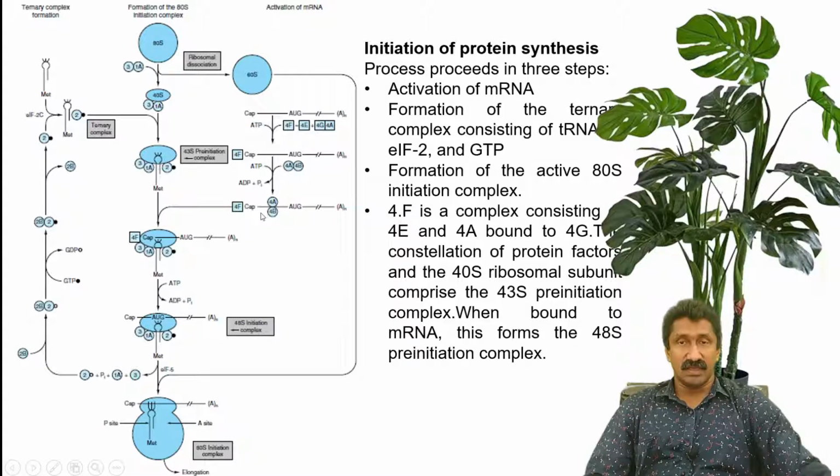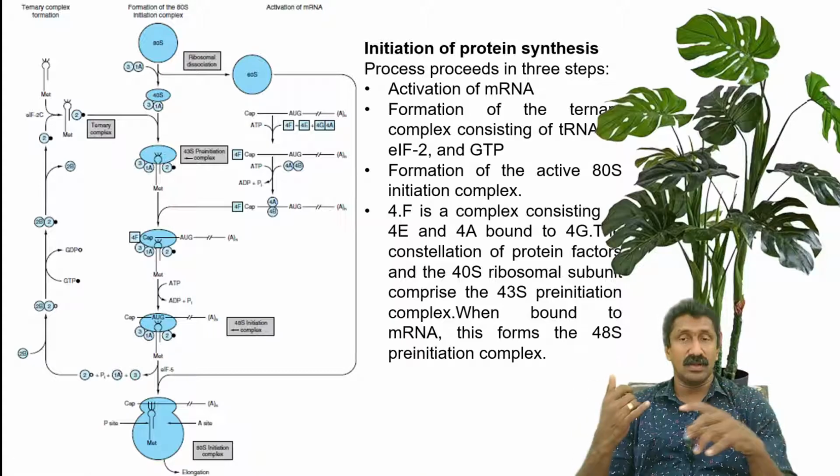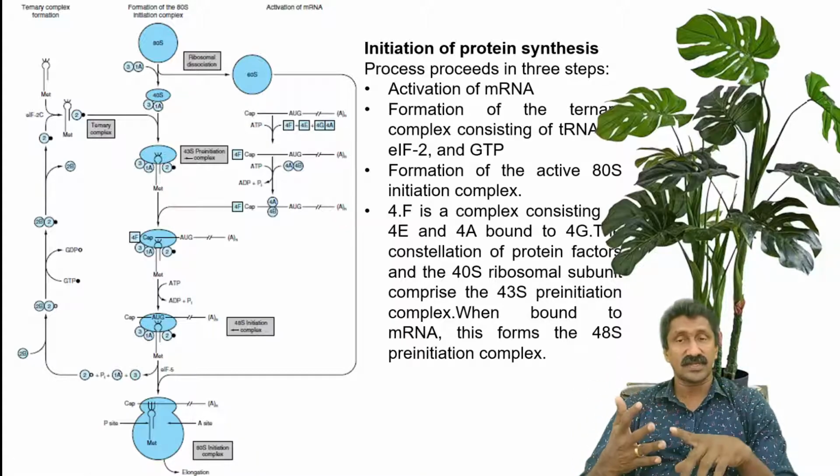Then when mRNA and the required factors bind to this smaller subunit pre-initiation complex, it becomes a 48S initiation complex. This 48S initiation complex is then bound with the larger subunit of the ribosome to form the 80S initiation complex, which incorporates all the initiation factors, mRNA, and the charged tRNA, correctly positioned at the P site of the ribosome.